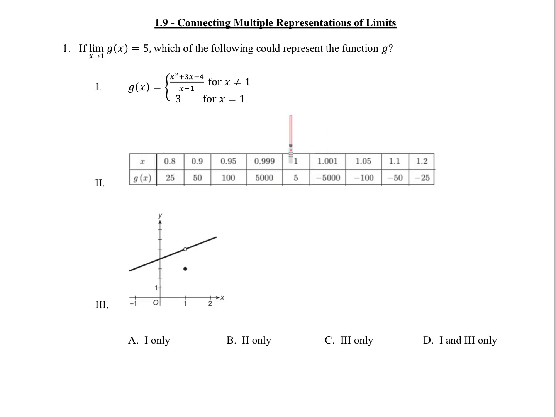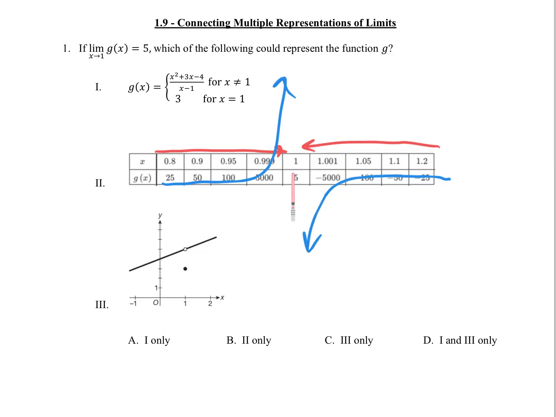So let's start actually with the table. As x approaches 1, do you think on the table my y's are going to 5? As x approaches 1, what are my y's doing? On the left, they're going real big. On the left, I'd say that they're going to infinity, right? Isn't that going to 5,000? And what about on the right? Negative infinity, probably.